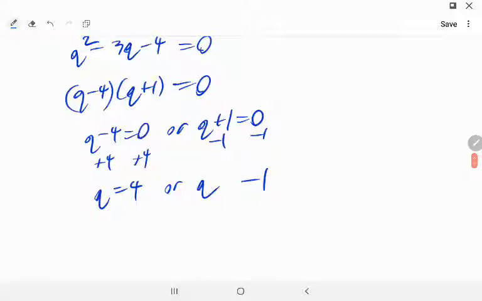Let's make sure we've got that written right. Yeah, q equals 4 or q equals negative 1.